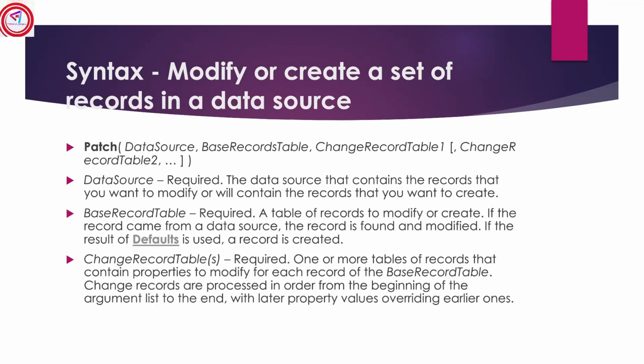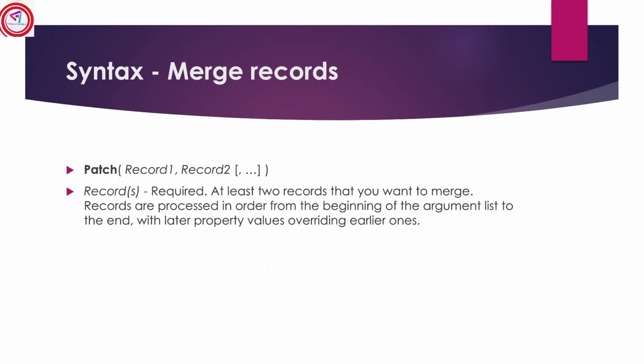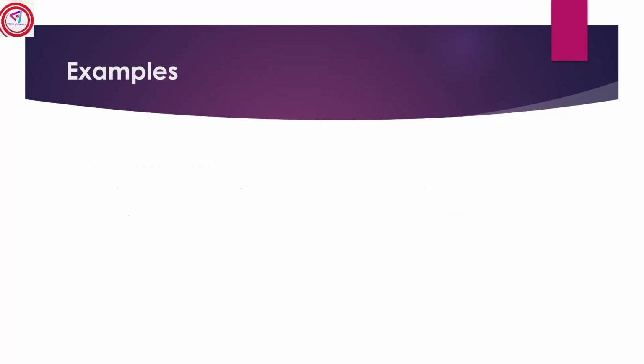Syntax to modify or create a set of records in a data source means you have to create multiple records. You can go with the data source, base record table, and the change record table, meaning the records which you have to change. In this scenario, your base record is required and the change record is also required. For merging, you only have to give the records which you have to merge. You can merge those records also. Let's see an example of how to do this in our practical.